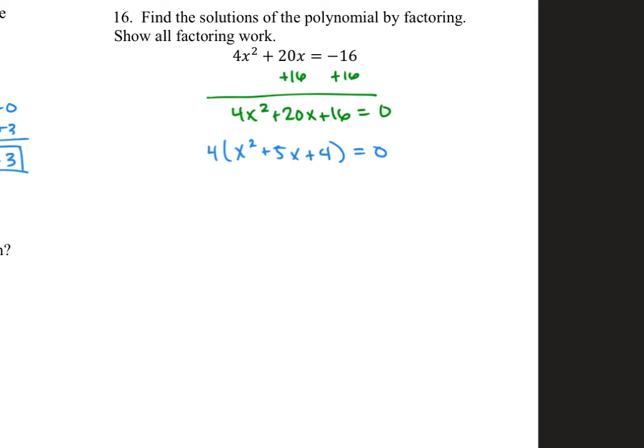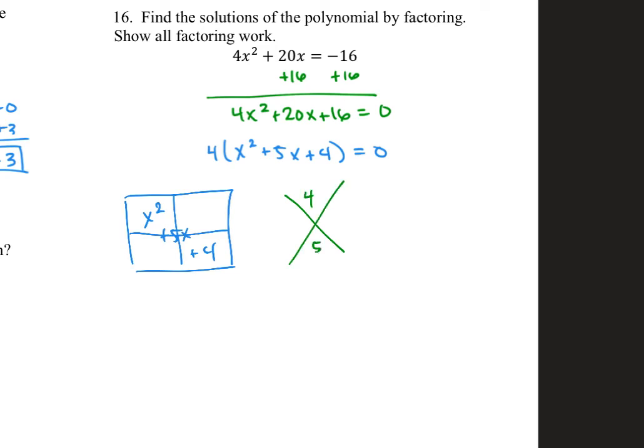Since we have a quadratic left over, we can use our box to factor. So x squared plus 5x plus 4. And we are multiplying to make 4, adding to make 5. So both positive. So there's my factors of 4, and the one that we're going to use to get 5 is 1 and 4.